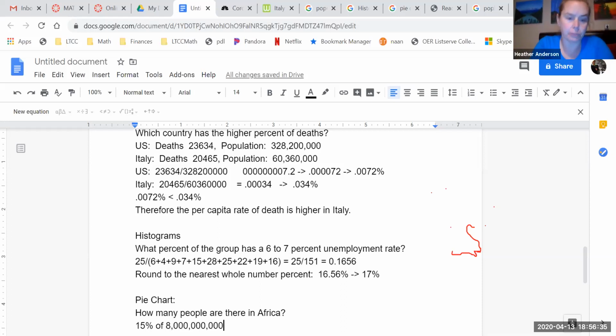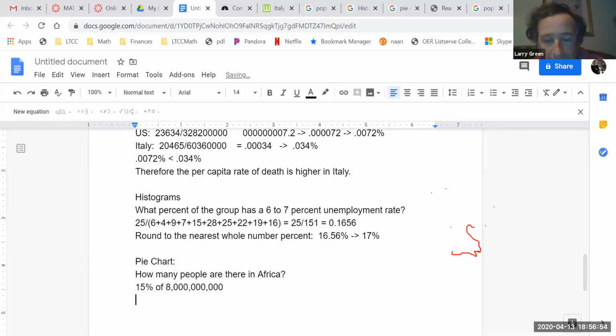Divide it? Not divide it. What we're going to do is turn that 15% into a decimal. If you don't convert the 15% to a decimal, it's really hard to do. So we convert the 15% to a decimal by writing this as 0.15 and multiply by 8 billion. Any questions on that?